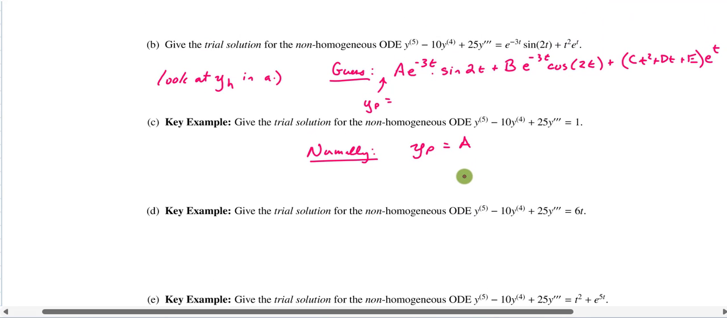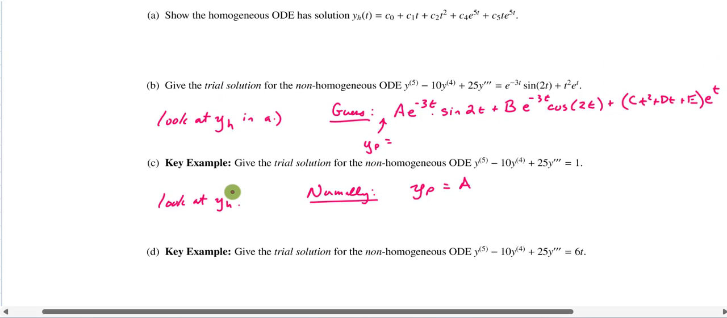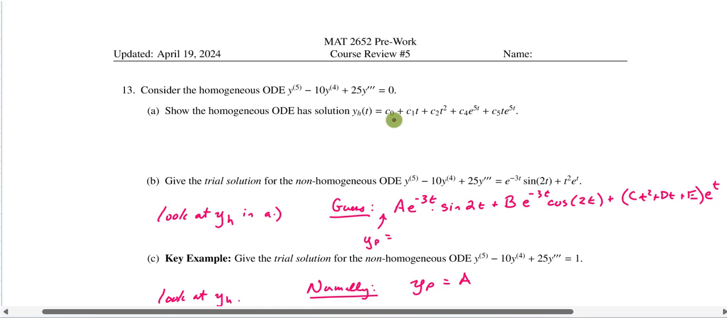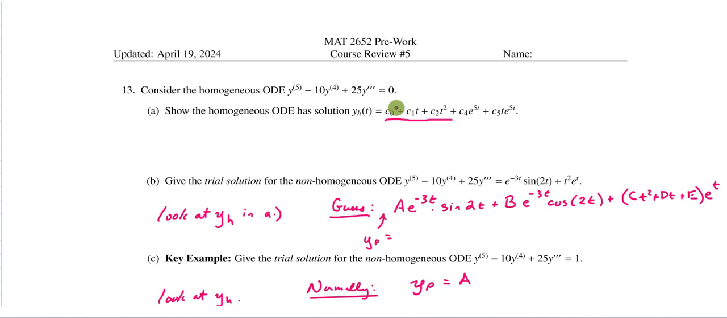But this is where I'm saying we need to look at the homogeneous family of solutions. Because if I go up and look at the homogeneous family of solutions here, you'll notice that I have a constant solution in my homogeneous family of solutions. And sure enough, if you plug the number 3 into this ODE, you get a true statement set equal to 0. So it's certainly not going to equal 1.